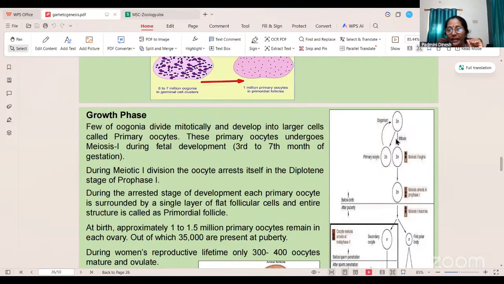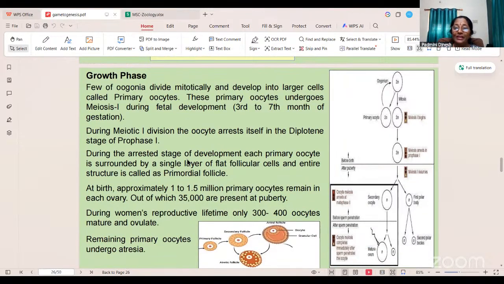Now, this primary oocyte that is formed will start to undergo meiosis 1. Mind you, this is still before birth, as the fetus is developing in the mother; meiosis 1 has started in the fetus's ovary. That's why they say when a mother is pregnant with a girl baby, she's already a grandmother. Why? Because the ovary has started to do its work within the fetus. So here you have the primary oocyte undergoing meiosis 1.